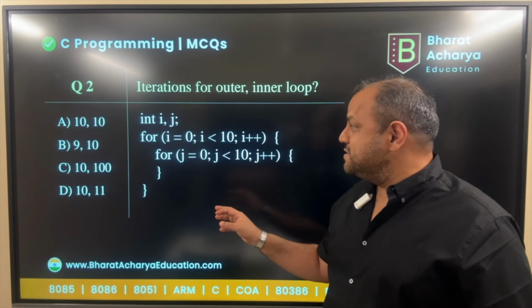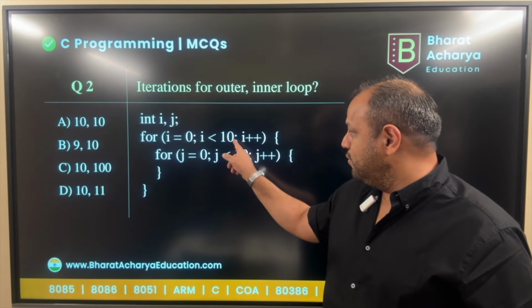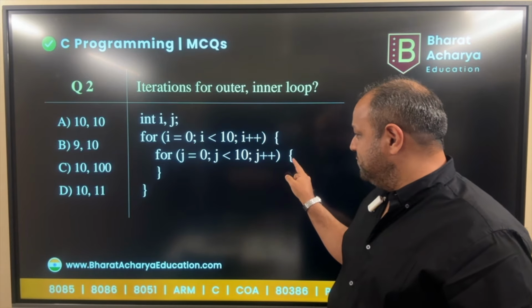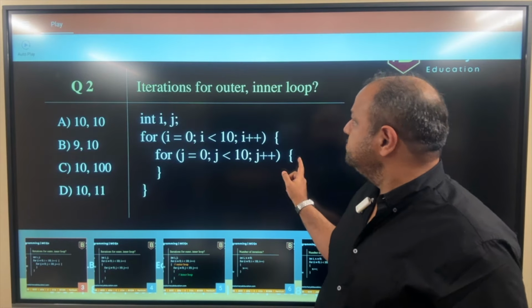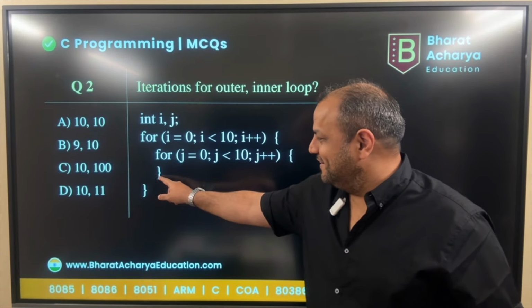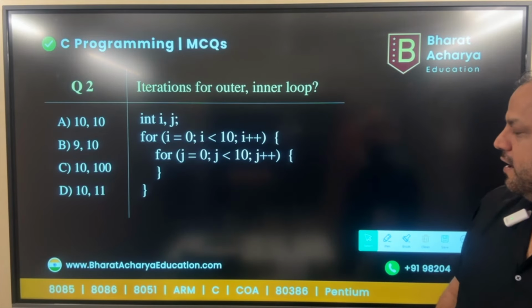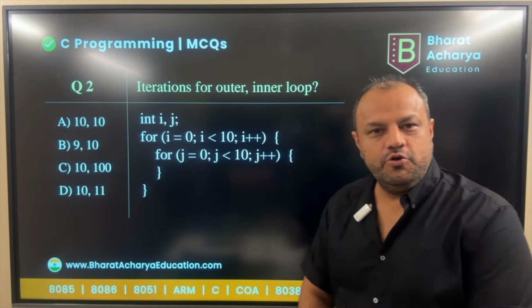Look here, there are 2 loops inside. IJ, there is one for loop. This is where the loop opens. This is the second for loop. This is where the second loop opens, the inner loop. This is the ending of the inner loop and this is the ending of the outer loop. Now, what are the number of iterations for inner loop as well as outer loop?